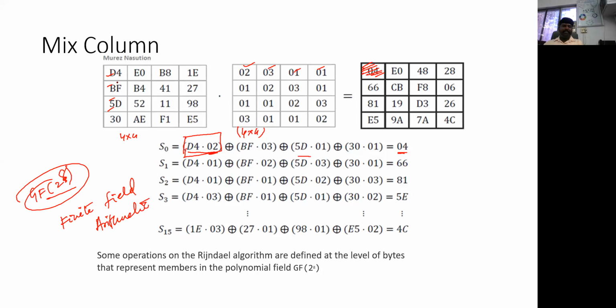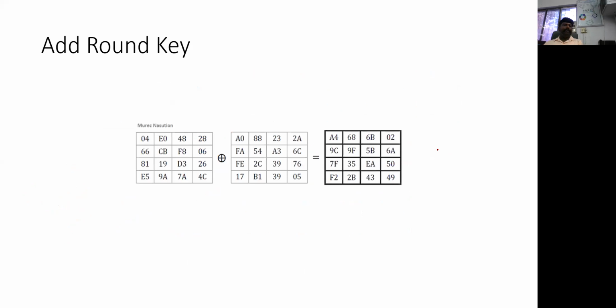Similarly, the second term, BF and 03, again the same multiplication as I explained just now. Again it will produce four outputs, each 8-bit. Finally, if you XOR all the results we calculated, we'll get an 8-bit result again. That is represented using a hexadecimal value, which depends on the calculation we did. Again, the add round key, which I explained in the previous slide itself. If you want, I can explain it again.